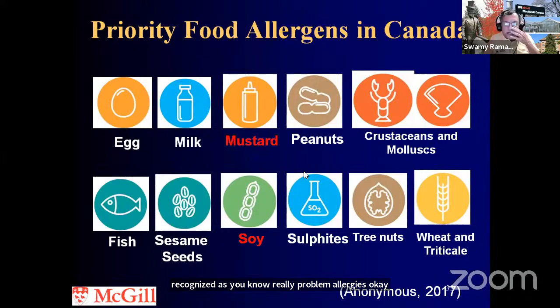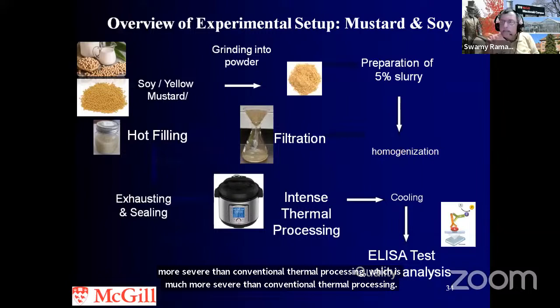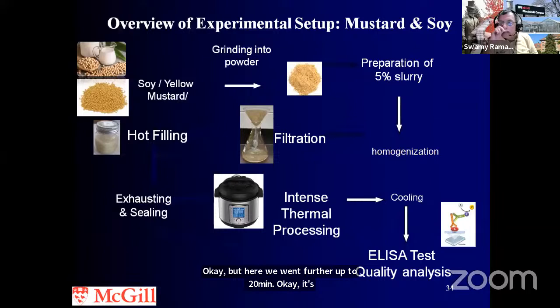So we did use thermal processing to reduce the allergens, especially in mustard and soy, taking them as examples. We have yellow mustard and then soy. We prepared the product, ground it and prepared a 5% slurry of these products, and then we filtered it, and we gave a process which is much more severe than conventional thermal processing. For conventional thermal processing, we use a process lethality of 5 minutes equivalent heating time at 121°C, but here we went further up to 20 minutes. It's over processing, but done especially with the intention of reducing the allergen.